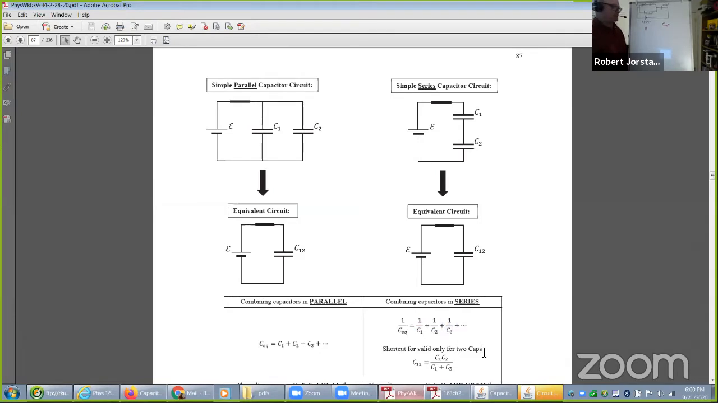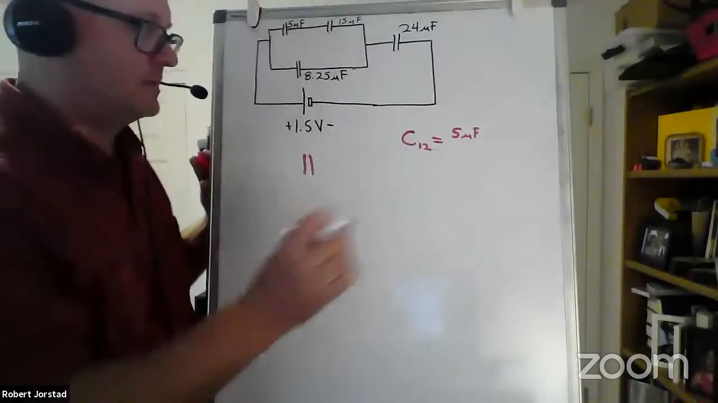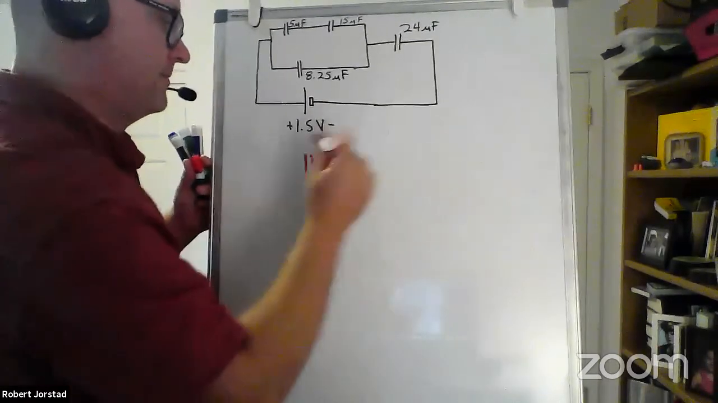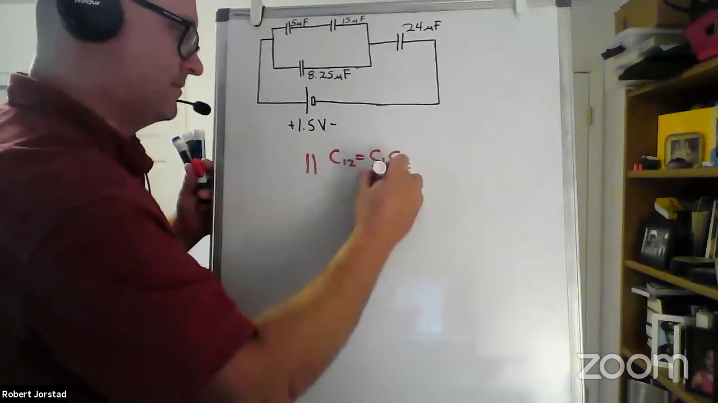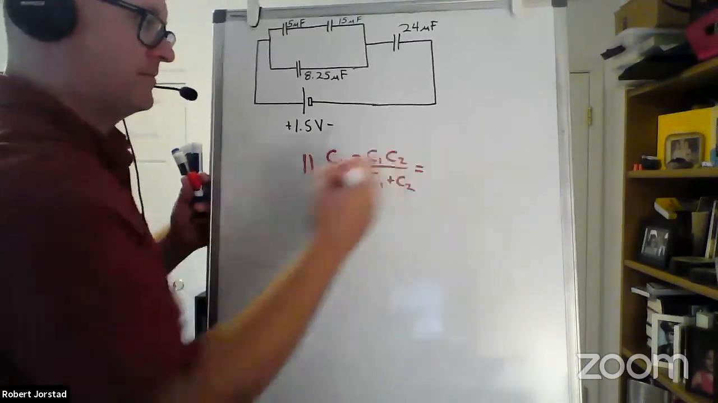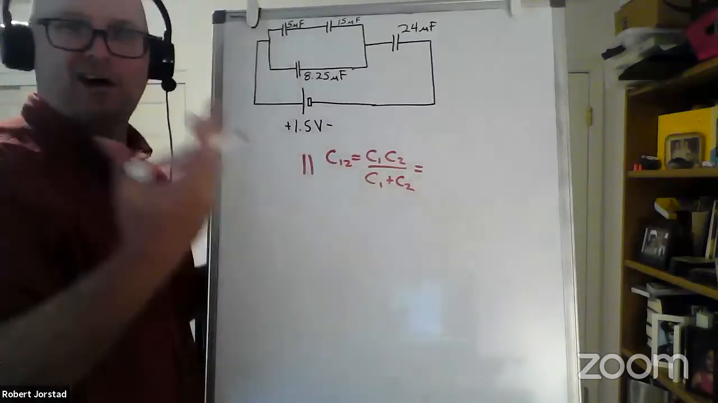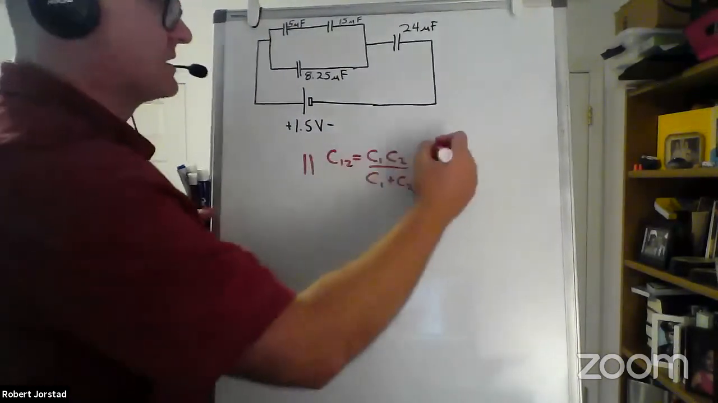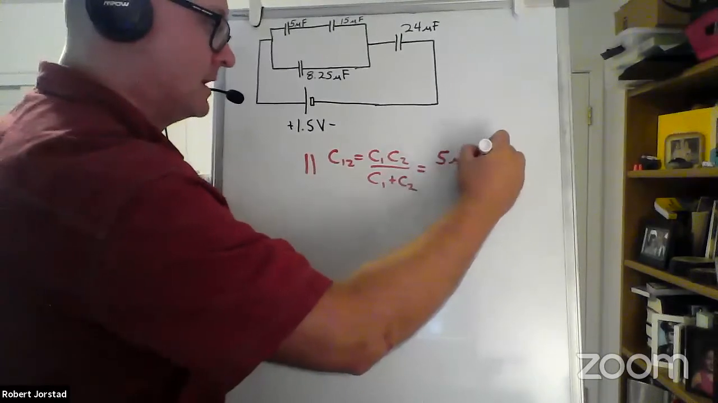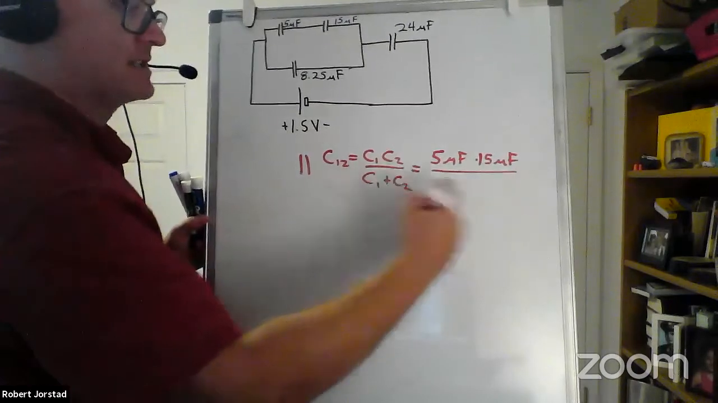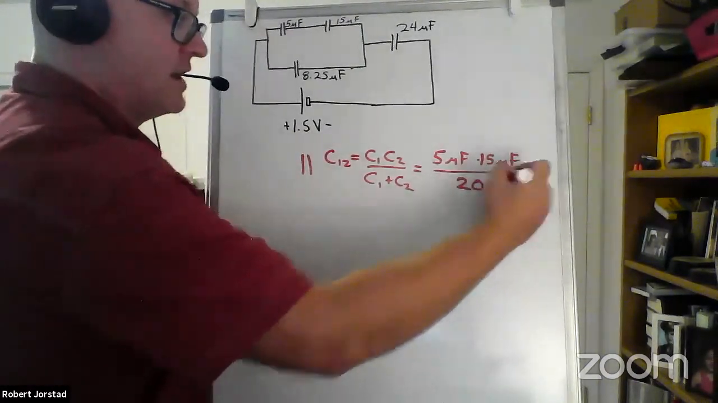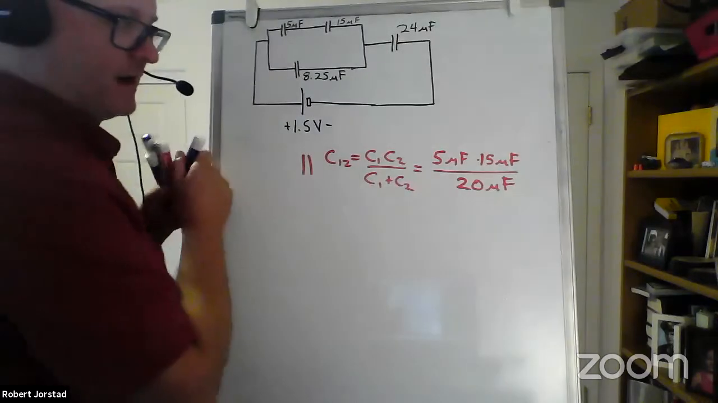But since I have two capacitors, I'm going to do it like this. I'm using that rule. Let me write it here. If you have 3 or more, just the long way is faster. So in this case, it's going to be a 5 micro times a 15 micro divided by 5 plus 15, that's 20 micros. Notice one of the units of microfarads drops out.